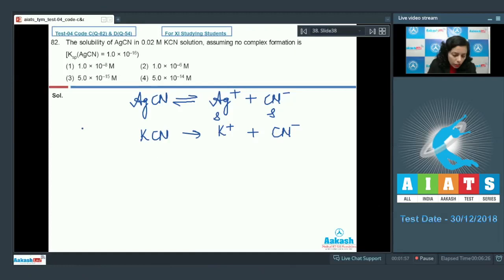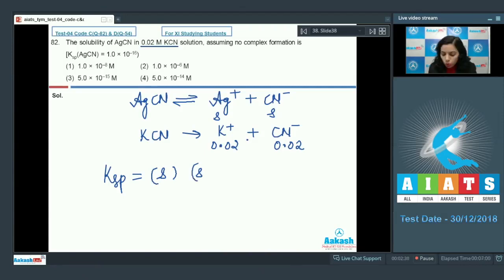And one more thing, we know the concentration of this solution, that is 0.02 molar. So in this case, we just have to consider that the amount of this potassium ion is 0.02 molar. Similarly, the CN is also 0.02 molar. Now we know the Ksp value for AgCN, and we are going to calculate the solubility of the Ag positive ion. The concentration of CN ion from AgCN is S also, but it is also present due to KCN. That's why the total concentration we will take as S plus 0.02.